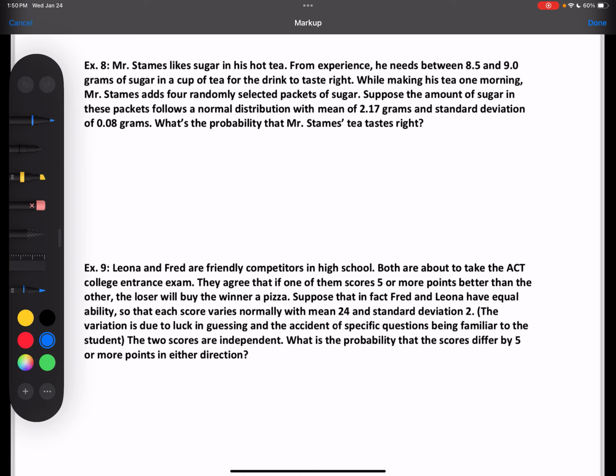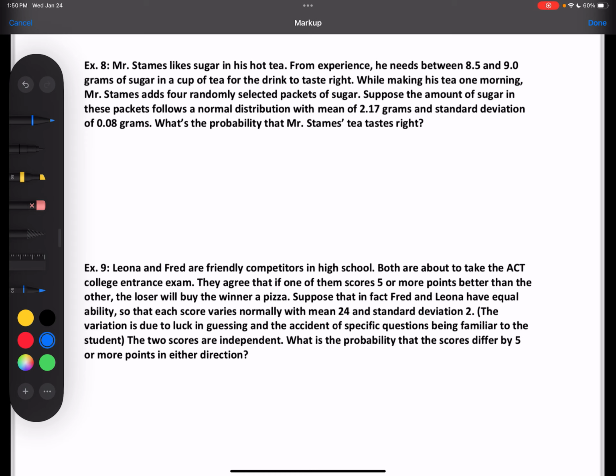All right. Mr. Stames likes sugar in his hot tea. From experience, he needs between 8.5 and 9 grams of sugar in a cup of tea for the drink to taste right. While making his tea one morning, Mr. Stames adds 4 randomly selected packets of sugar. Suppose the amount of sugar in these packets follows a normal distribution with a mean of 2.17 grams and a standard deviation of 0.08 grams. What is the probability that Mr. Stames' tea tastes right? What is right is relative, relative to his preferences. Right for him. This one is going to help us solve the whole problem.